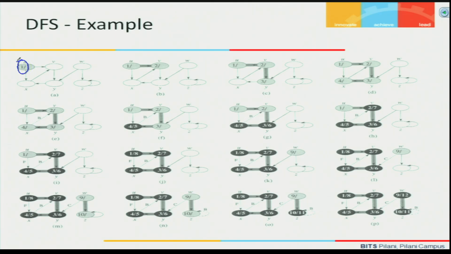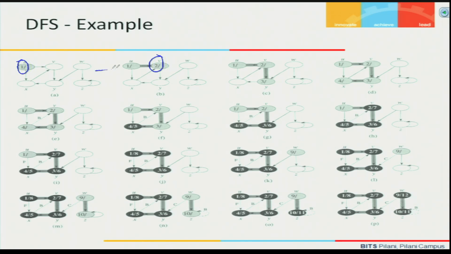After that, we try to investigate or search the adjacency list of this vertex. We see that there are two white vertices. So, we pick one randomly and move our search to the next vertex, which is V, and make it gray and timestamp it as 2.